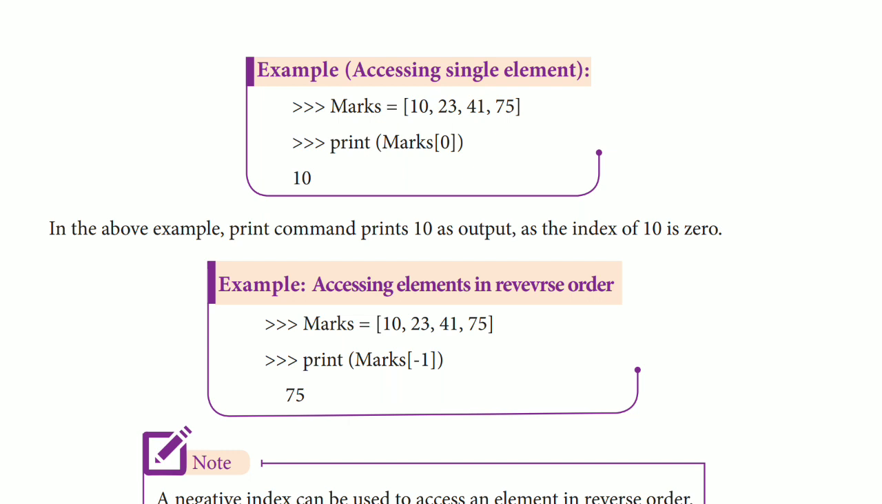In the next example, you can see that it is in reverse order. Minus 1 is the value given here inside the square brackets. Minus 1 will start from reverse order. So 75 is the output that is given here.